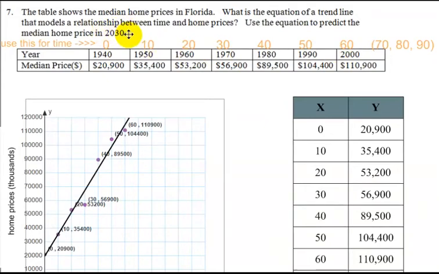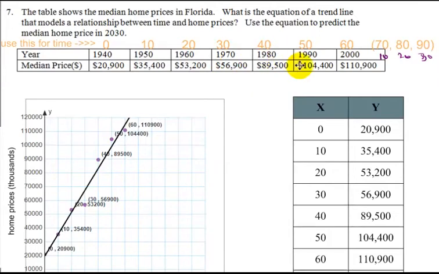Well, we have to predict into 2030, so we could go ahead and expand that to 2010, 20, and 30. All right. The median prices are written there, and unknown for 70, 80, and 90. So let's start with first things first. What is an equation of the trend line that models this relationship? So we have to plot these.